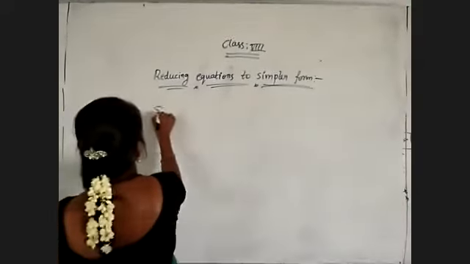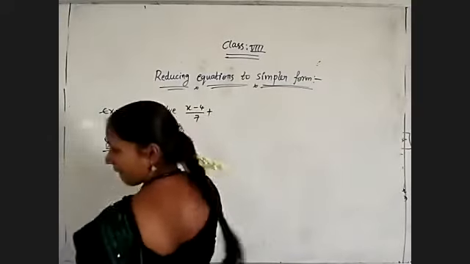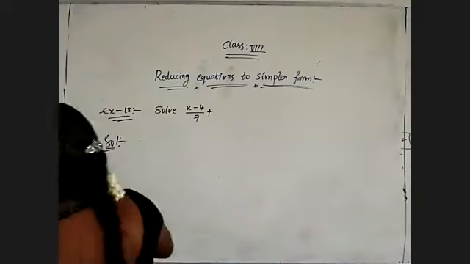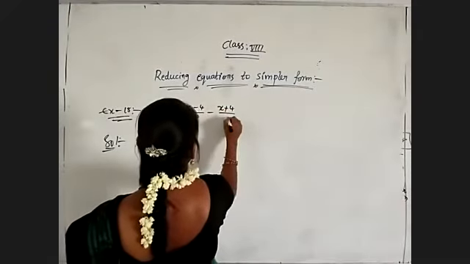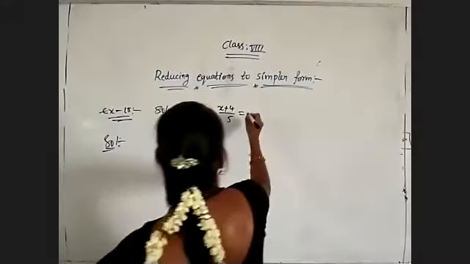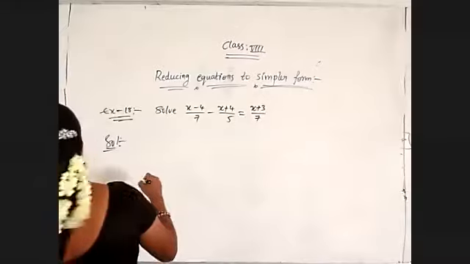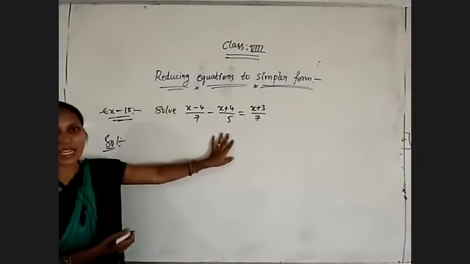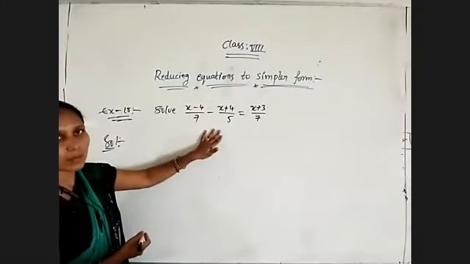Solve (x − 4)/7 − (x + 4)/5 = (x + 3)/7. Observe this equation. Again I am telling you this is not in the simpler form, so reduce the given equation to simplest form.